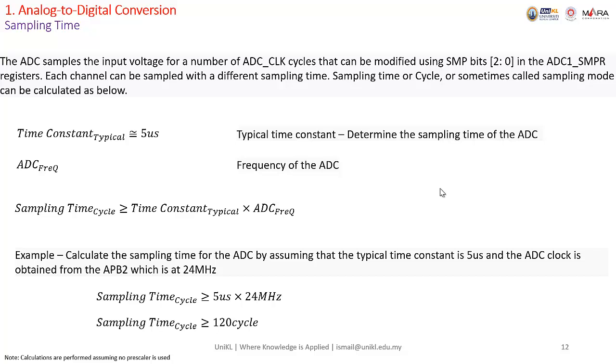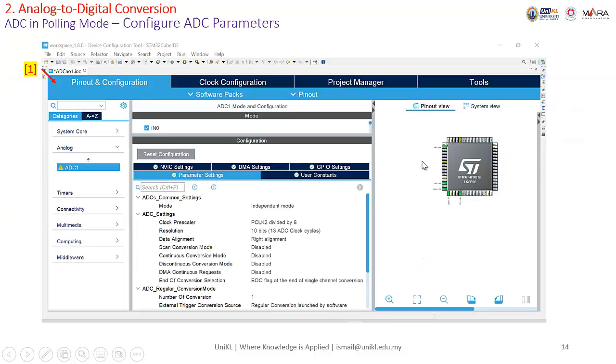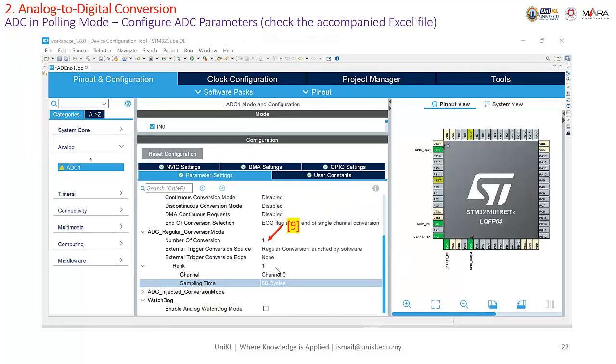Okay, I will not talk about the programming, but I will just show you where to set it. So assume here we have greater than 120 cycles. If you look at here, ADC in polling mode, right? We can set the clock per cycle, resolution, data alignment, scan mode and so on. And the most important here is the sampling time. So you can check the sampling time that is greater than this one, number 11, more than 120 cycles for that problem.